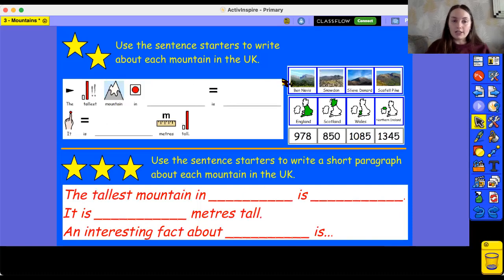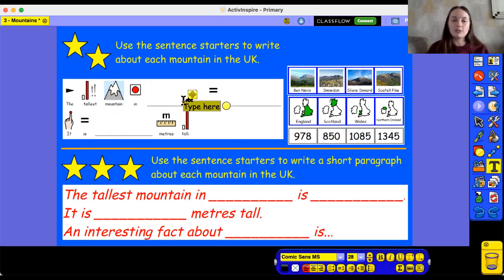The 2-star challenge, you're going to be writing sentences about each mountain in the United Kingdom. So I want you to write one sentence about each mountain. And you've got the sentence frame with the communicating print on it to help you. So the tallest mountain in is. So you might start off by saying the tallest mountain in England is what?